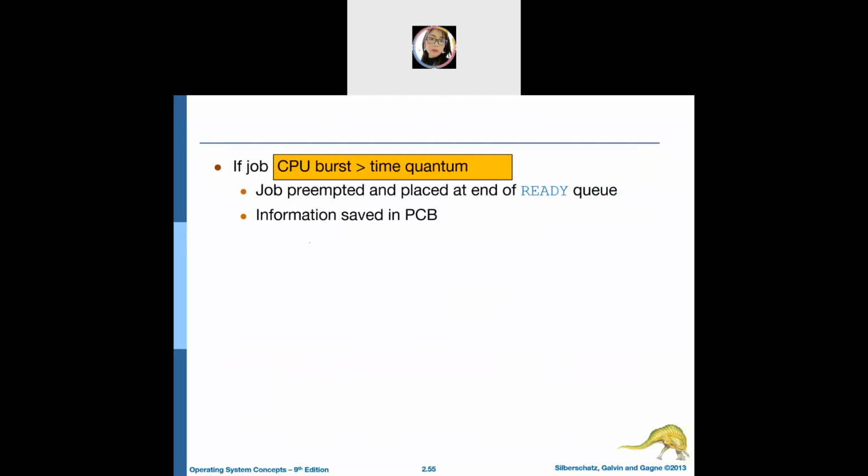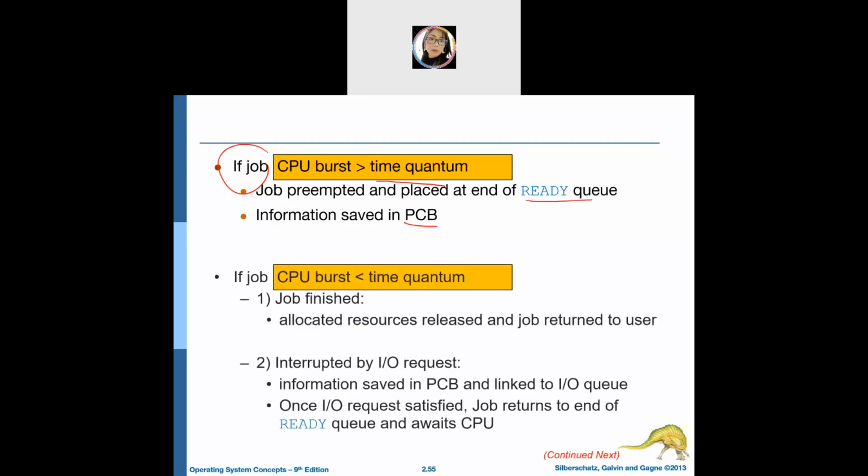In a job, the CPU burst is more than the time quantum. So what will happen if your job's CPU burst is more than the time quantum? The job is preempted and placed at the end of the ready queue, and its information is saved in the PCB. While if your CPU burst is less than the time quantum, you need to consider two cases: the job finishes, or it is interrupted by an input output request.